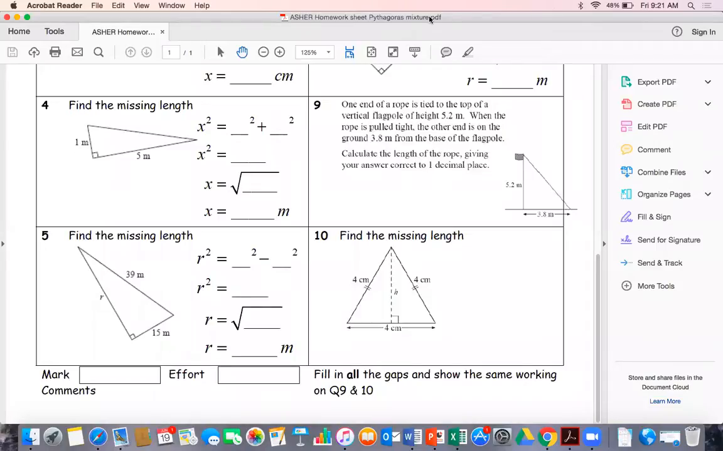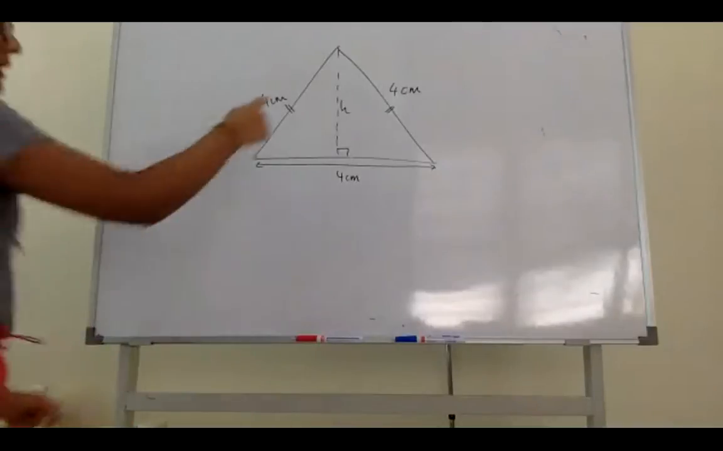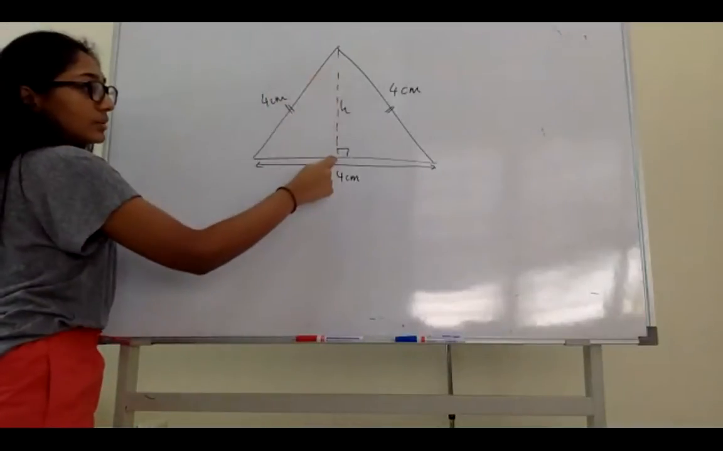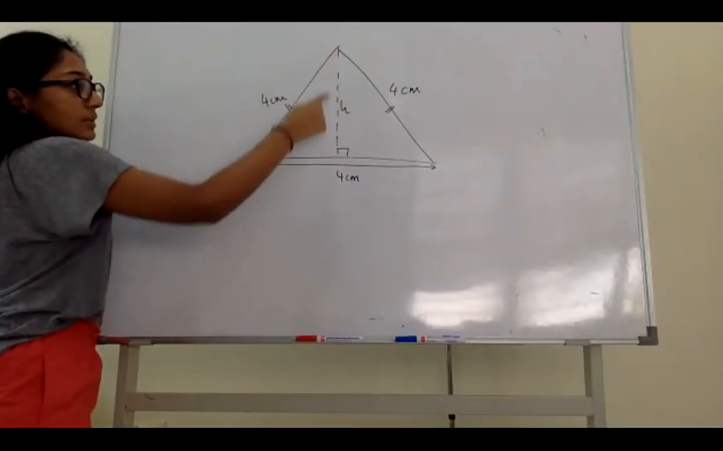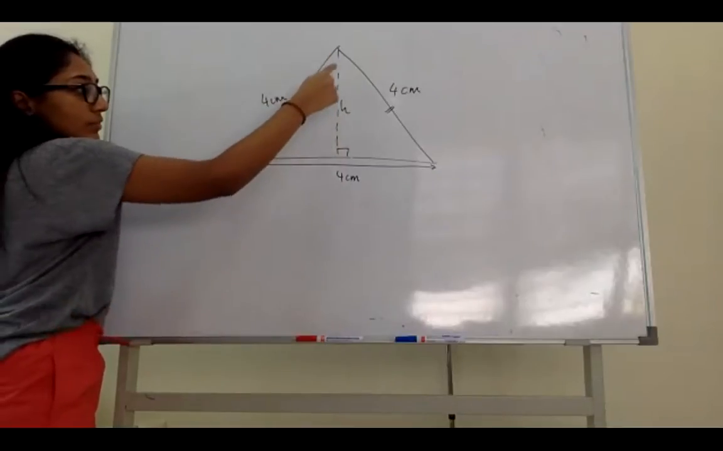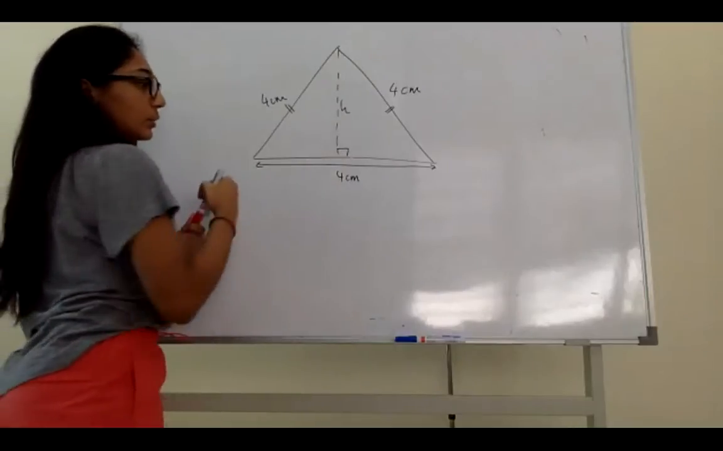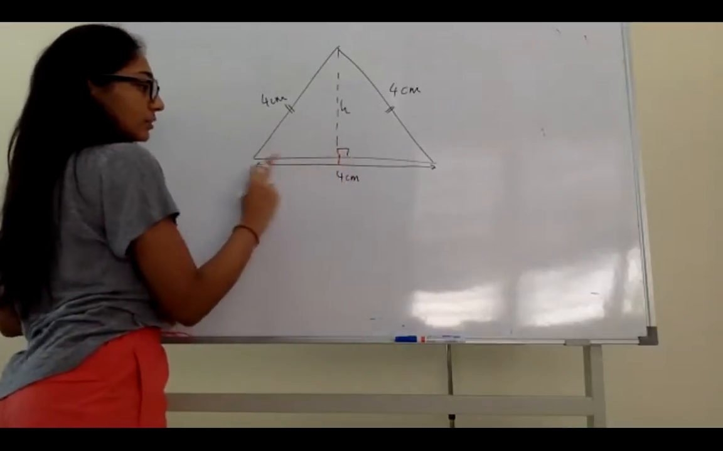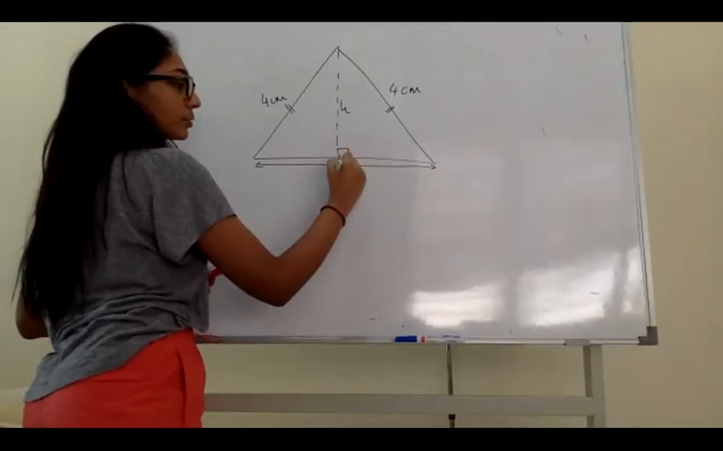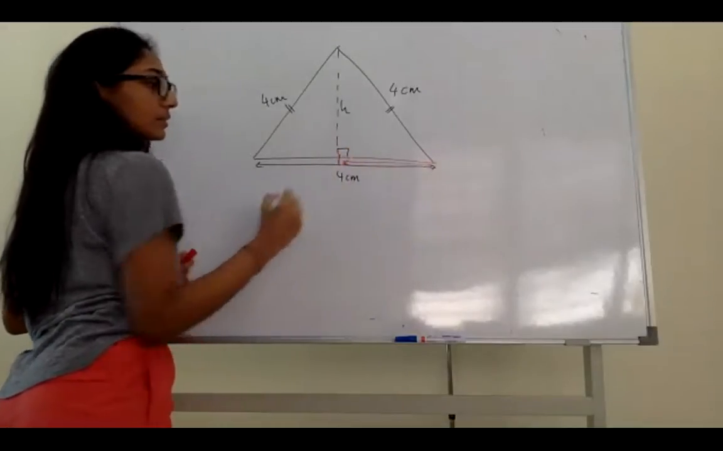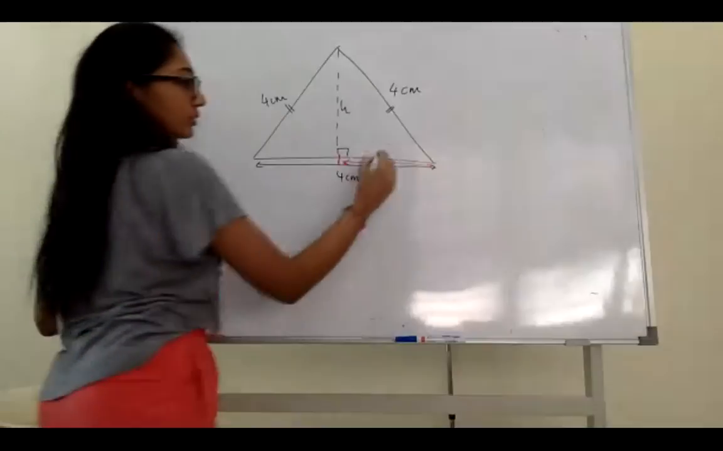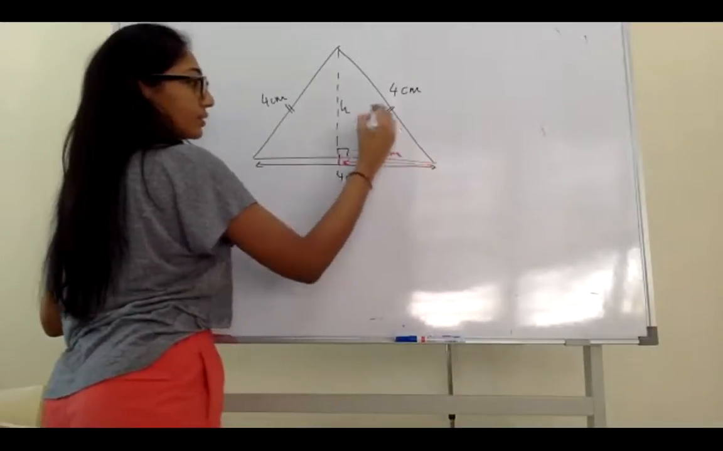Okay, so this is a perpendicular bisector. Going straight down, dotted line straight into the edge. So it divides because it's a perpendicular bisector. It will cut this exactly to half. So this whole thing is 4. This will be how much? 2 cm. Now I have a triangle.